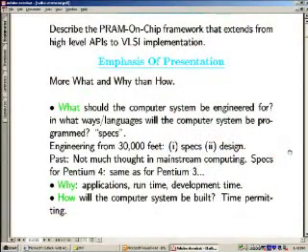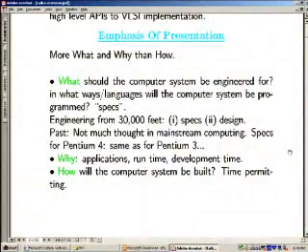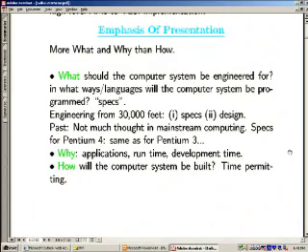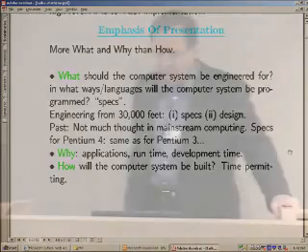And the emphasis of the presentation, perhaps counter to some talks which are a bit more specific, is to emphasize the what and the why more than the how. So let me define what I mean by that. The what would be what the computer system should be engineered for. In what ways, languages, will the computer system be programmed, or the specs for the system.